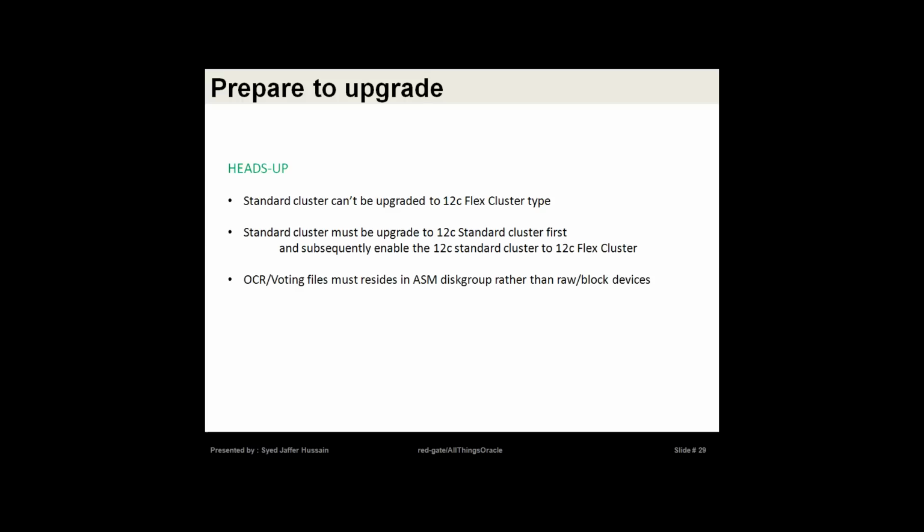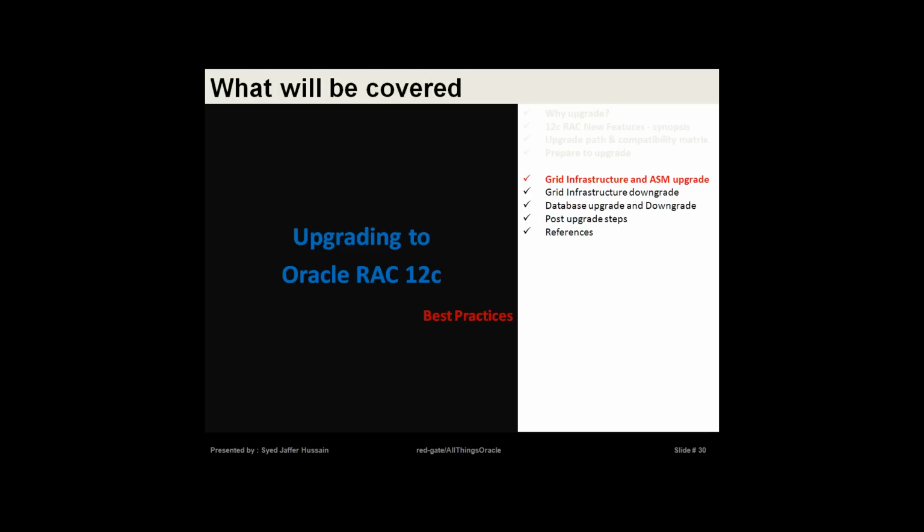And another very important point before you go to 12c: make sure your voting and OCR files reside on a disk group rather than on RAW or block devices, because 12c does not support RAW or block devices. So your voting and OCR must be in a disk group in order to go with the 12c upgrade. So let's see how we can upgrade a two node 11.2.0.3 cluster to 12c release 1.